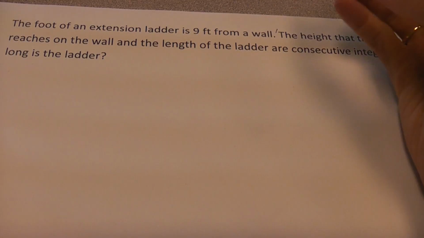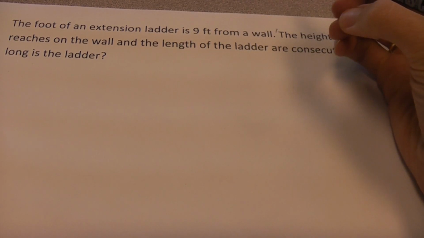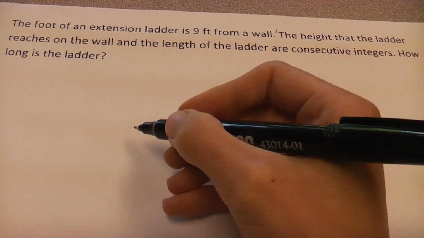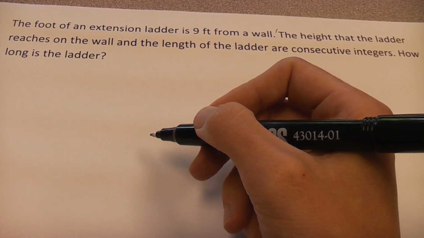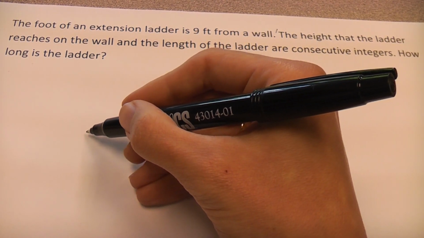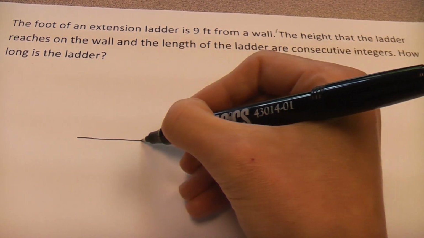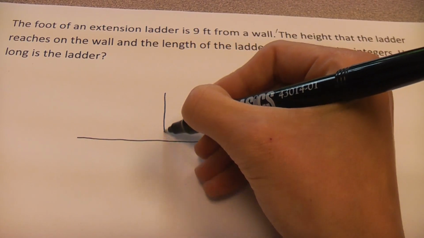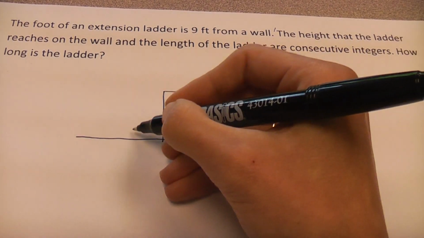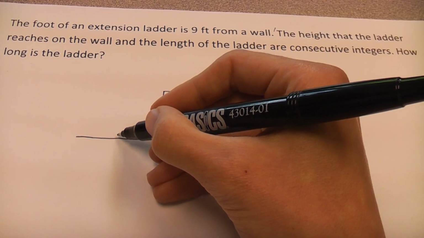What I want to do is translate this information into something that I can understand, into my own words or my own symbols. So I'm going to start by drawing a picture right away. I'm actually combining step 2 and step 3 here, because this is a very visual problem. So I know that there's a wall. Well, if there's a wall, there's probably a ground as well. Here's my building, there's a wall, and there's a ladder.